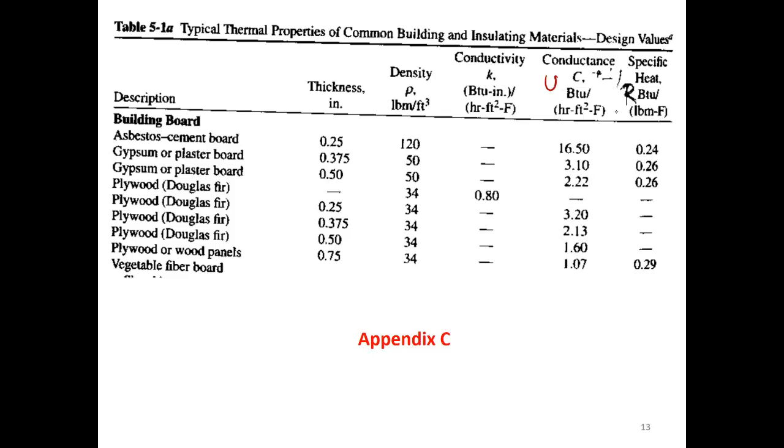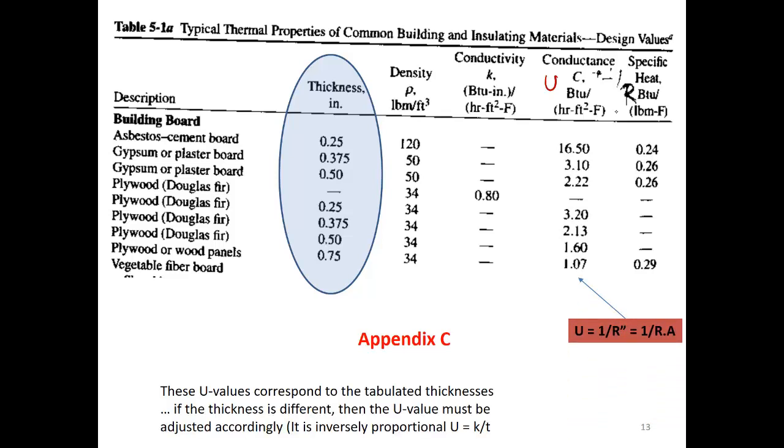Those will have specific thicknesses. So it's equal to 16.5 only for that thickness. If the thickness changes, then we're going to have to reevaluate the U value. We don't do that because it's the inverse, so many of you will make a mistake.